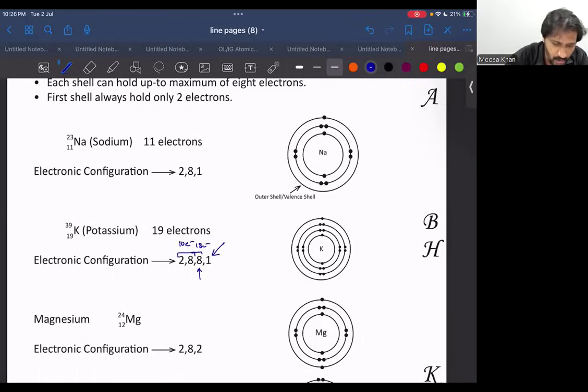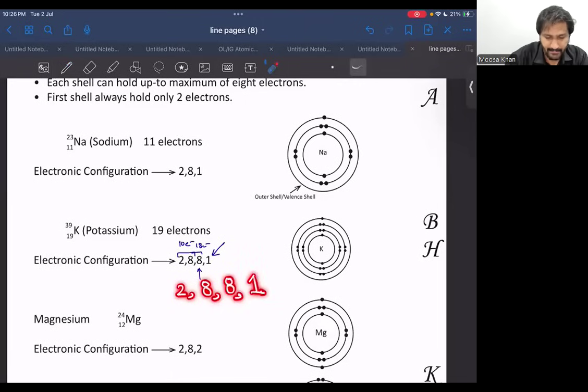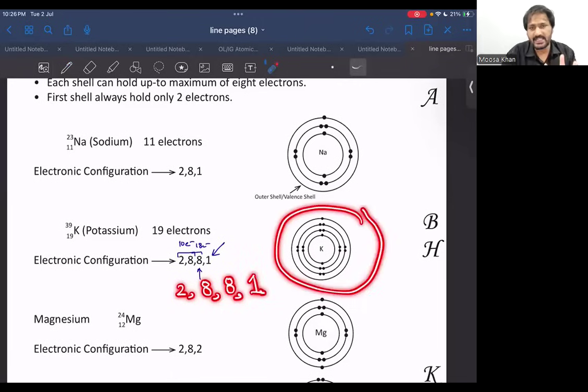So its electronic configuration would be 2, the first shell has 2 electrons, the second shell has 8 electrons, the third shell has 8 electrons, and the last shell has 1 electron. Right? So if we make the structure of the potassium atom, we have to make how many shells? 4 shells. The first shell will contain 2 electrons, the second shell will contain 8 electrons, the third shell will also contain 8 electrons, and the last shell will contain 1 electron.